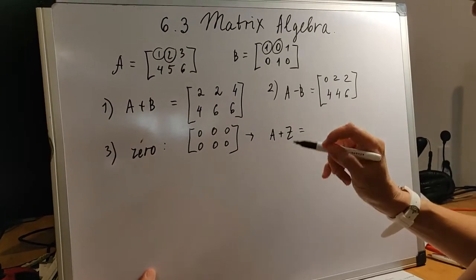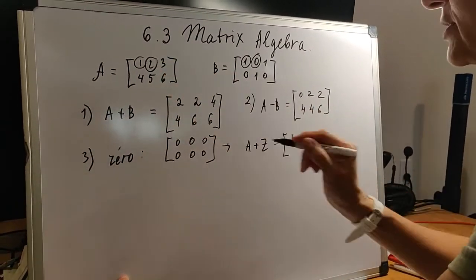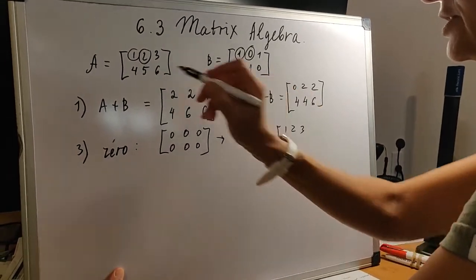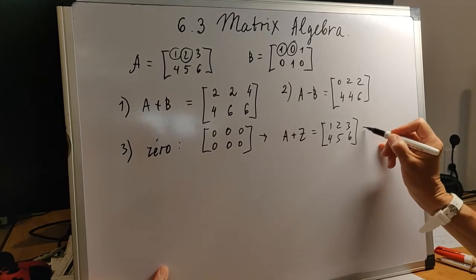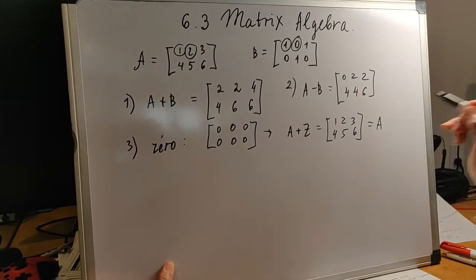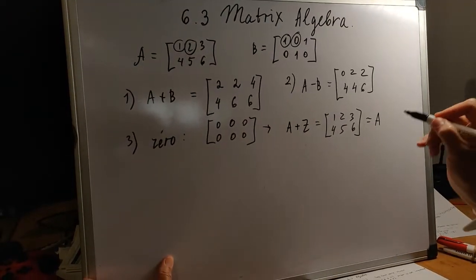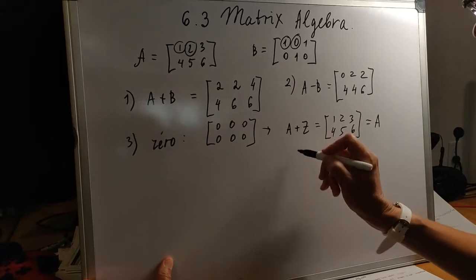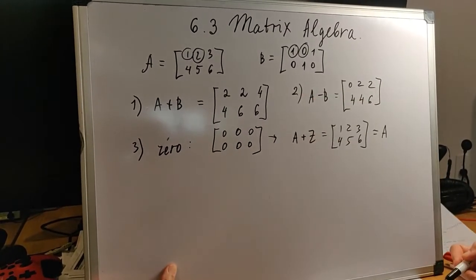So, for example, 1 plus 0 is going to be 1, 2 plus 0 is still 2, 3 plus 0 is 3, 4 plus 0 is 4, 5 plus 0 is 5, and 6 plus 0 is 6. So the zero matrix added to any matrix is not going to change it, like with normal numbers. And the same is going to happen if you put the zero matrix first and your matrix next. Just make sure that the zero matrix looks the same as your matrix.